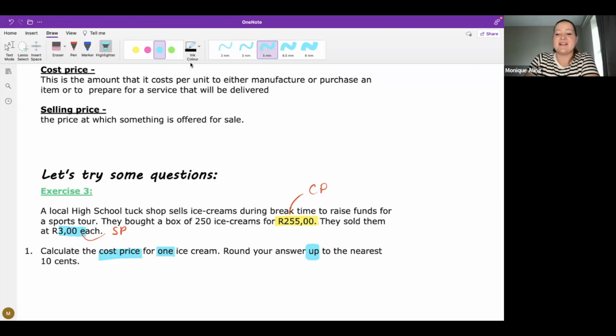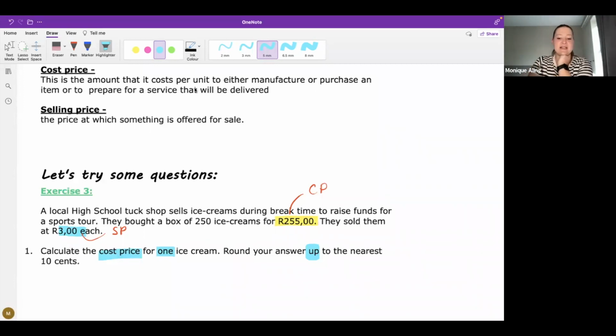I was about to say, Asanda, whew, it's a very expensive ice cream. So I'm seeing some right answers here to a point, but the rounding is off. So let's have a look at this quickly.